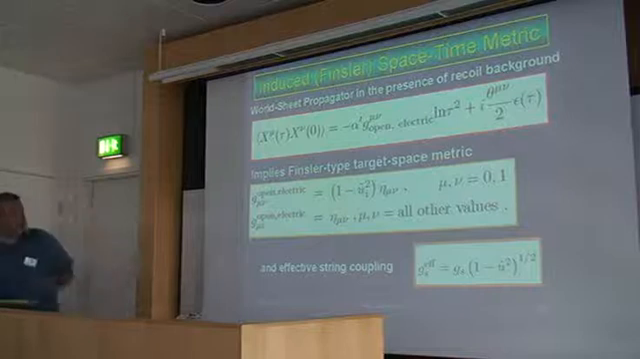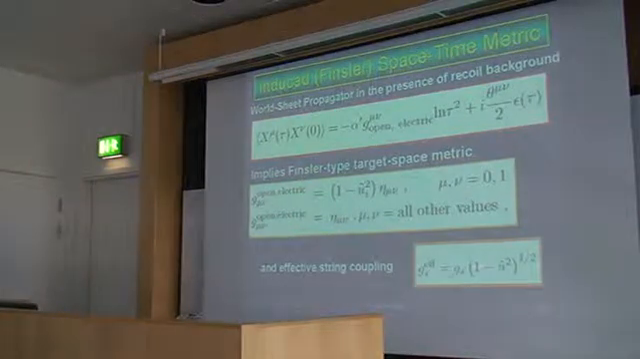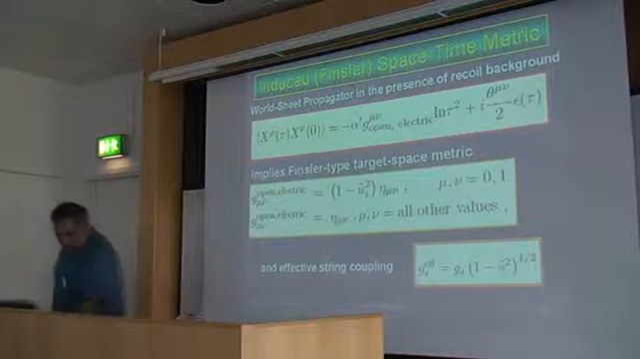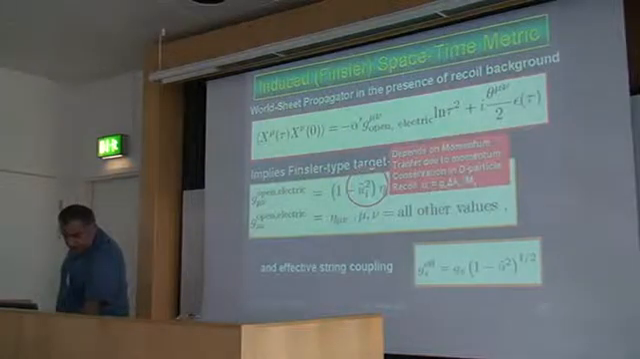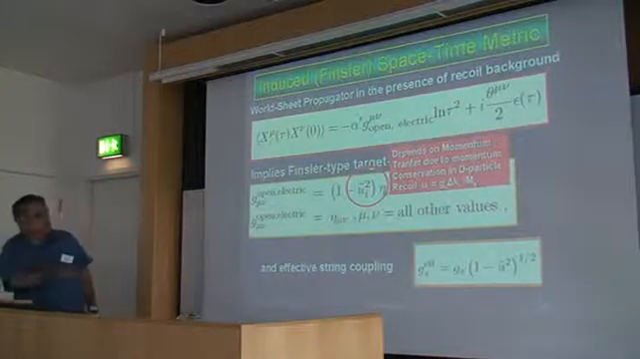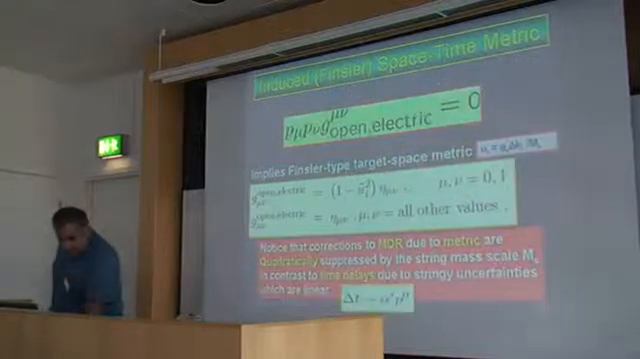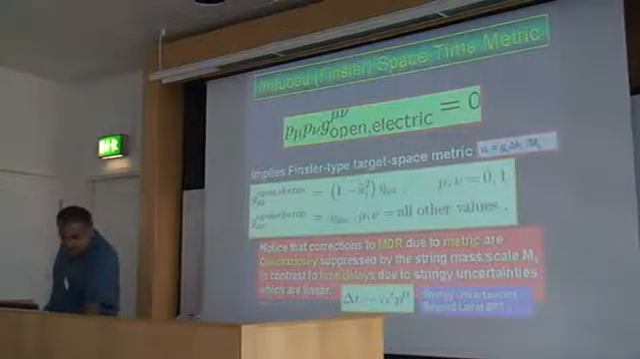And, most importantly, the effective string coupling becomes proportional to this factor. So when u is 1, that's the important point, and I finish. When u is 1, because u is momentum transfer over the string scale, then you have a new type of cutoff.